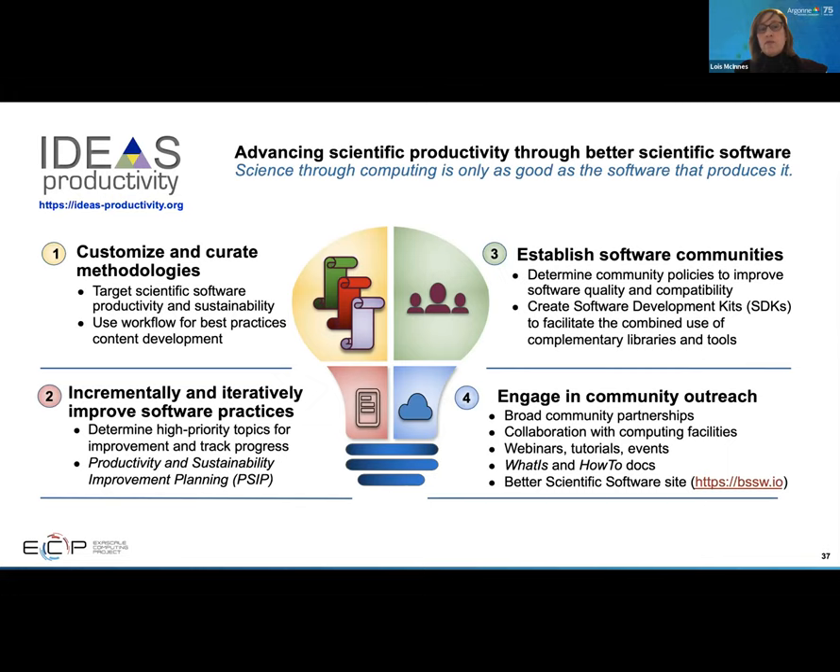This diagram shows four complementary elements of work in this project, that is creating and curating methodologies or information about software practices, working with teams to improve practices, establishing software communities and community policies, we've talked about that already, and also engaging in broad community outreach.